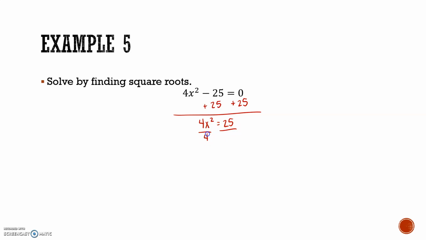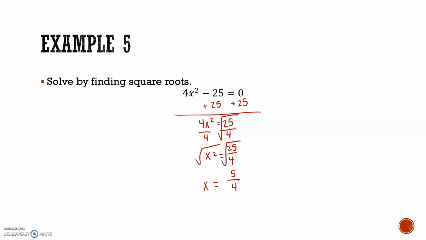Divide both sides by 4. x squared equals, and when I take the square root of this, it looks intimidating to take the square root of a fraction, but you can do this without a calculator. The square root of 25 is 5, or sorry, I should leave it 25 over 4 first, and then show the square root. There we go. The square root of 25 is 5, and the square root of 4 is 2.